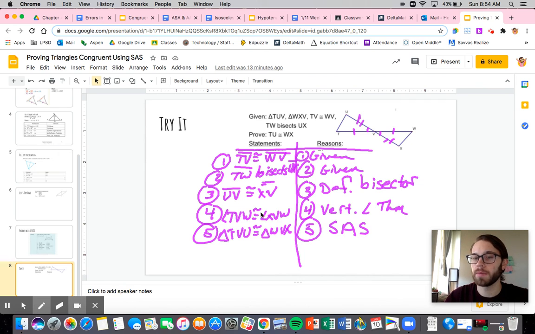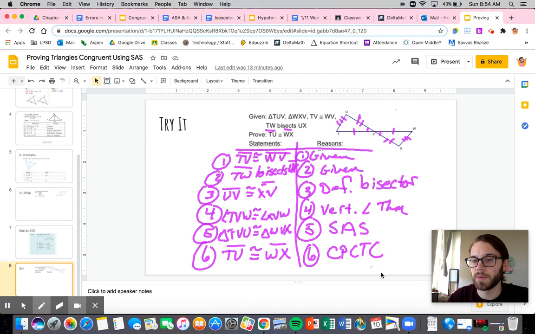But we're not done yet because we are being asked to prove that these two are congruent. We are able to say that, and the reason we are able to say that is because of CPCTC. All right. So these are some very common structures and setups for us to look at when we're dealing with proving triangles are congruent and then parts are congruent.